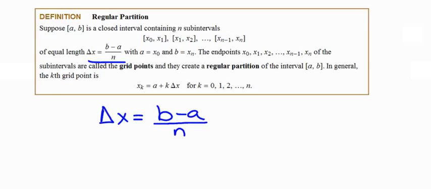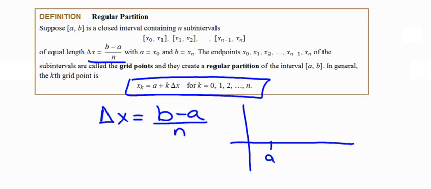The kth grid point is given by this formula here, and I want to explain it real quick. If I'm starting at a, I'm basically saying I want to take the next point, a plus 1 delta x over. And then the next one would be a plus 2 delta x over. And then the next point would be a plus 3 delta x over, whatever delta x ended up being.